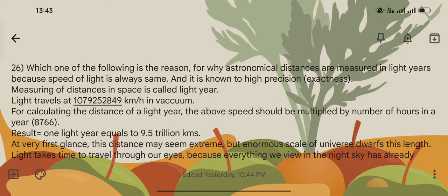26th question: which one of the following is the reason for why astronomical distances are measured in light years? The reason is that the speed of light is always the same. The speed of light is always constant, and it is known to high precision. Precision means exactness.